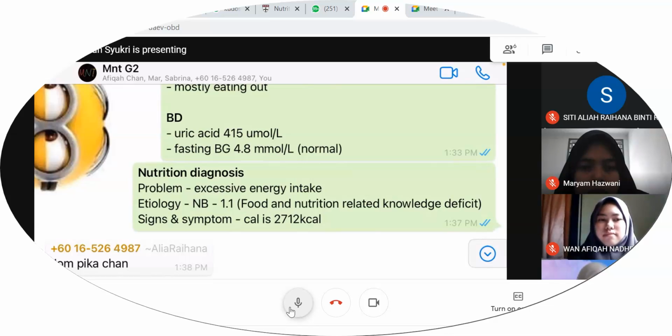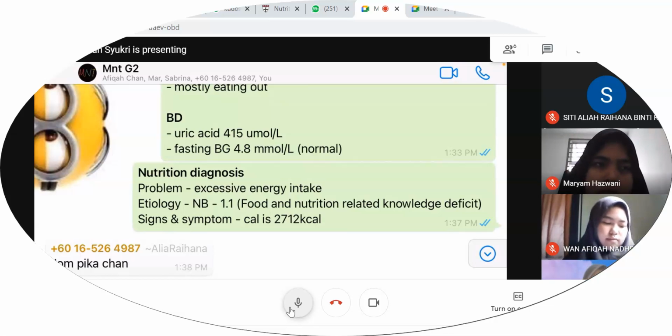Actually, we are kind of confused with the nutrition diagnosis for the problem and signs and symptom part, doctor. Yes, because we have seen from the food history that he ate a lot of high purine food, but we don't know how to write it. Is it excessive purine intake? Do they have excessive purine intake in the table of NCP?